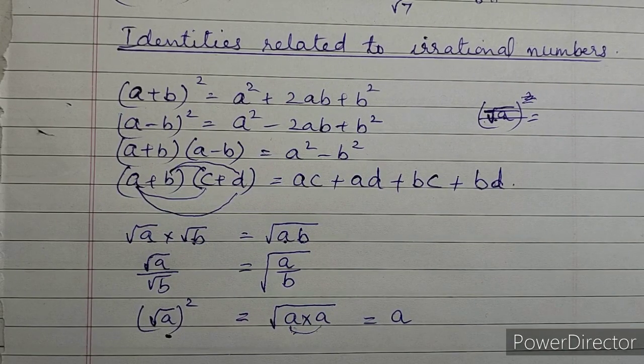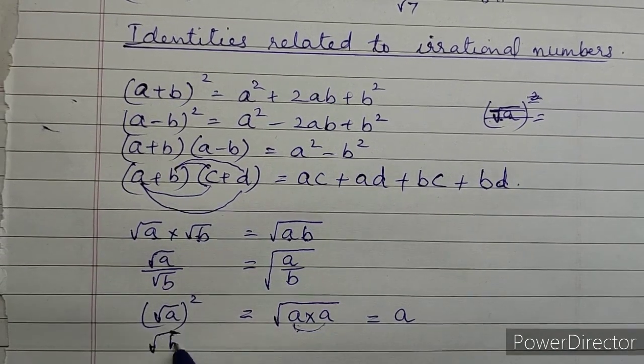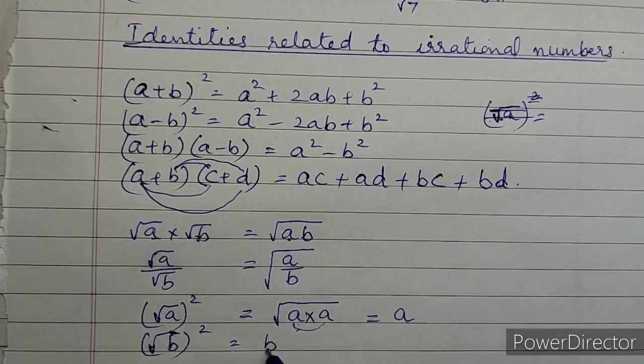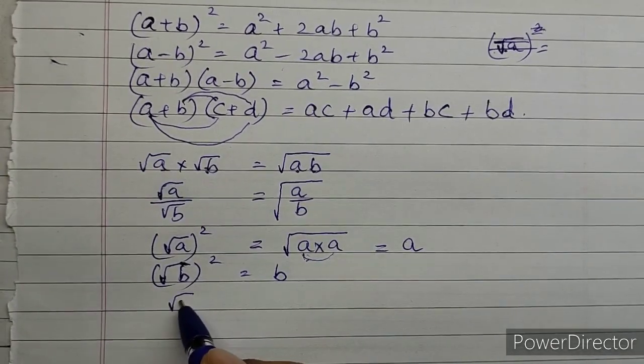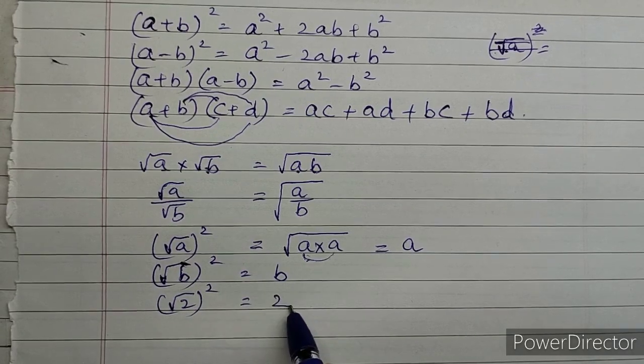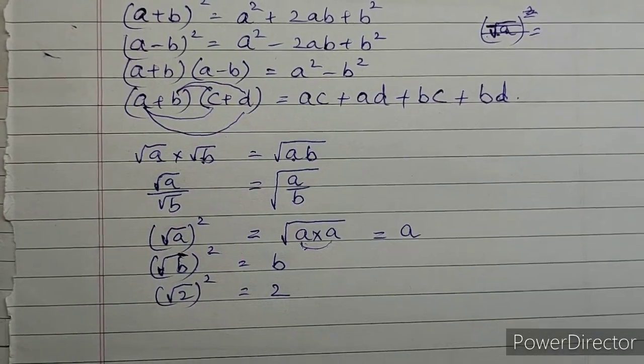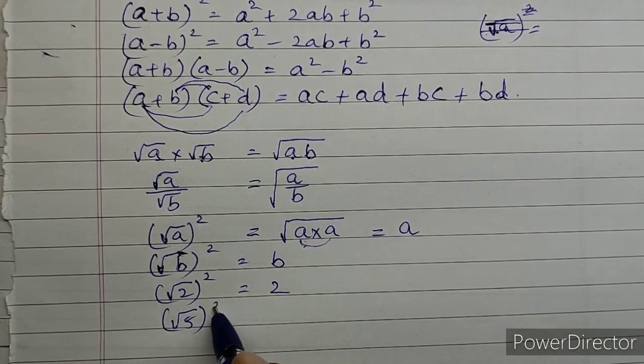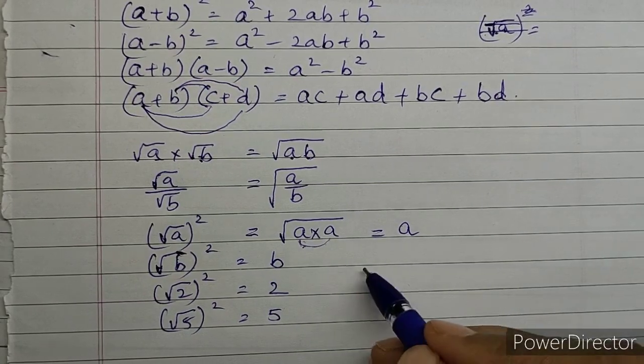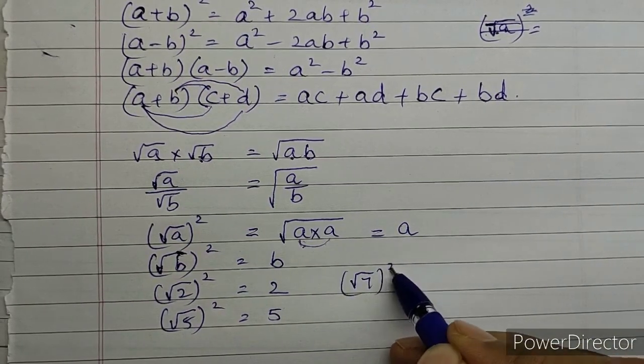This is very important. Root of b square is equal to b. Root 2 the whole square is equal to 2. The root symbol only will go. Root 5 the whole square is equal to 5. Root 7 the whole square is equal to 7.